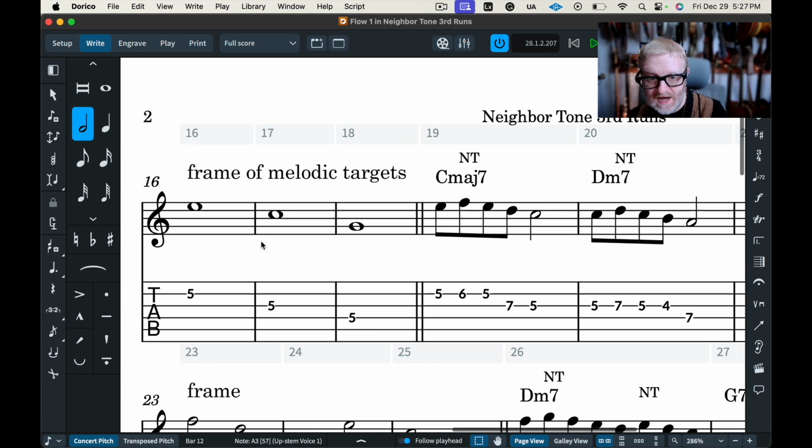I first had the framework, so I picked out the pitches that I wanted to play for each chord. I didn't start with neighbor tones, right? Because I'm using them to fill in the blanks. I'm using them to color.